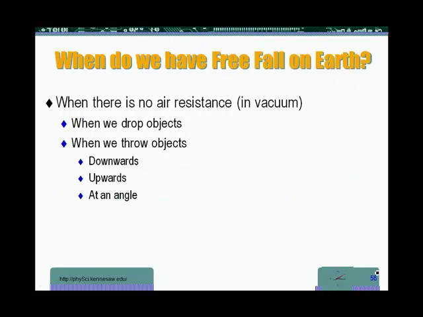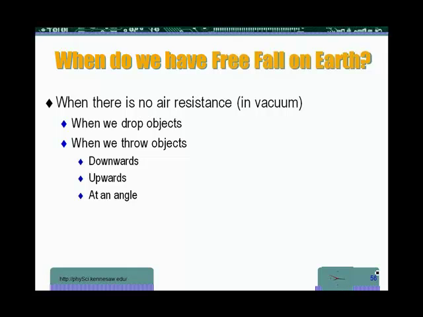So when do we have free fall on Earth? First, when we have no air resistance, in vacuum. We can do that in labs. I'll show a video in a little bit where we have something in free fall in vacuum. Now, in real life, outside laboratories, it's going to be difficult to find a situation where there is no air resistance. But the effects of air resistance are sometimes going to be so small that we can ignore them.